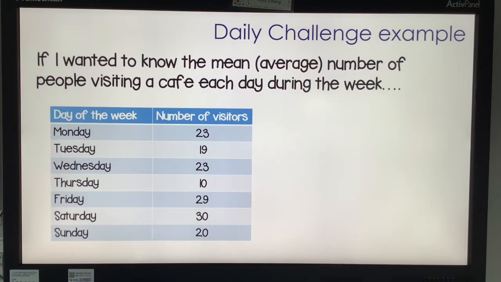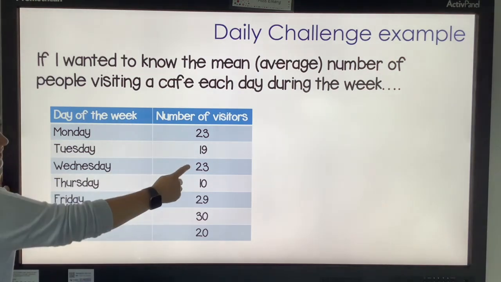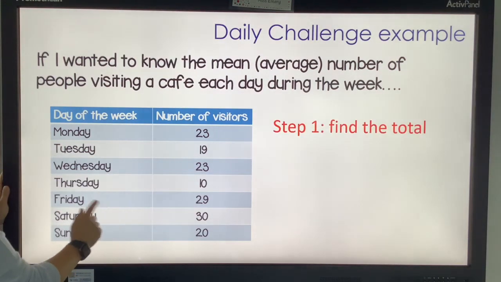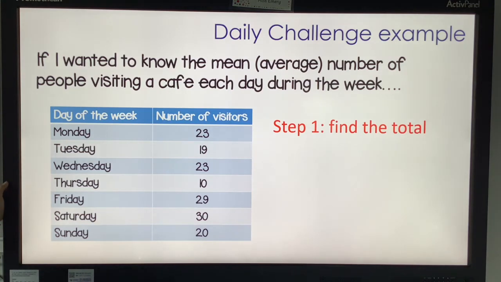And you can use it in real life scenarios. People often use the average if they want to know how much of something to buy or what to accommodate for. So if I wanted to know the mean, the average, number of people visiting a cafe each day during the week, how would I work that out? So I've got my days of the week, and I've got my visitors for each of those days. So what I do is step 1, I find the total. I find out how many people visited that cafe in that week altogether.